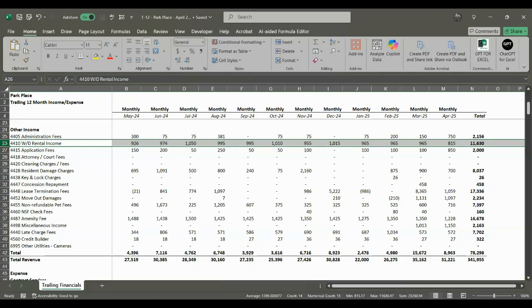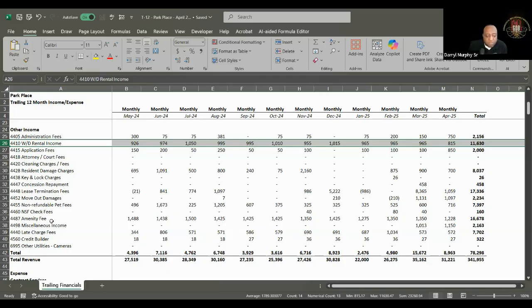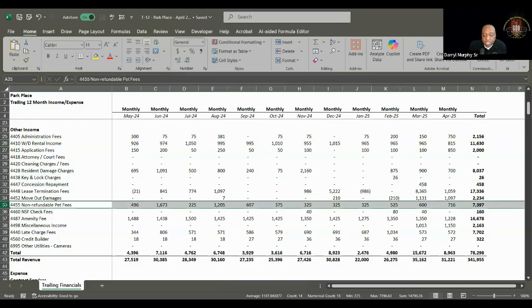Non-refundable pet fees, which is right here. They jump all over the place.